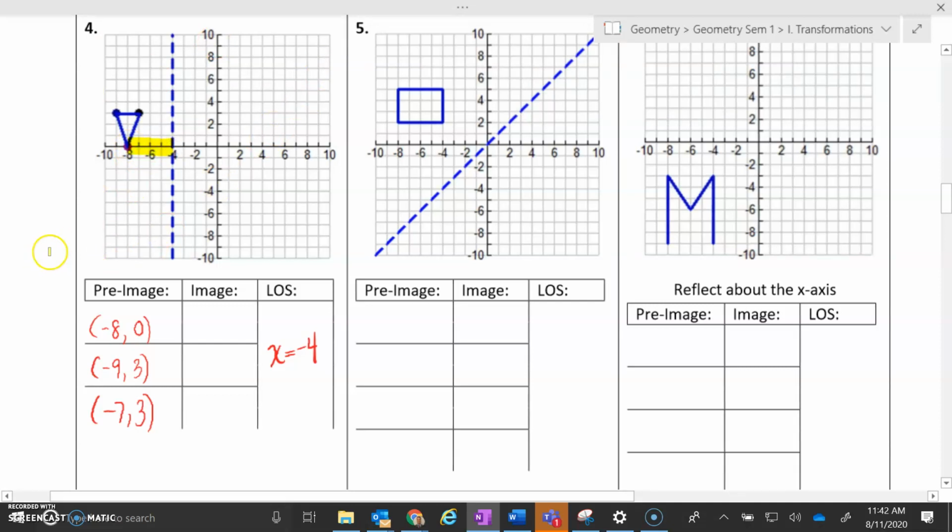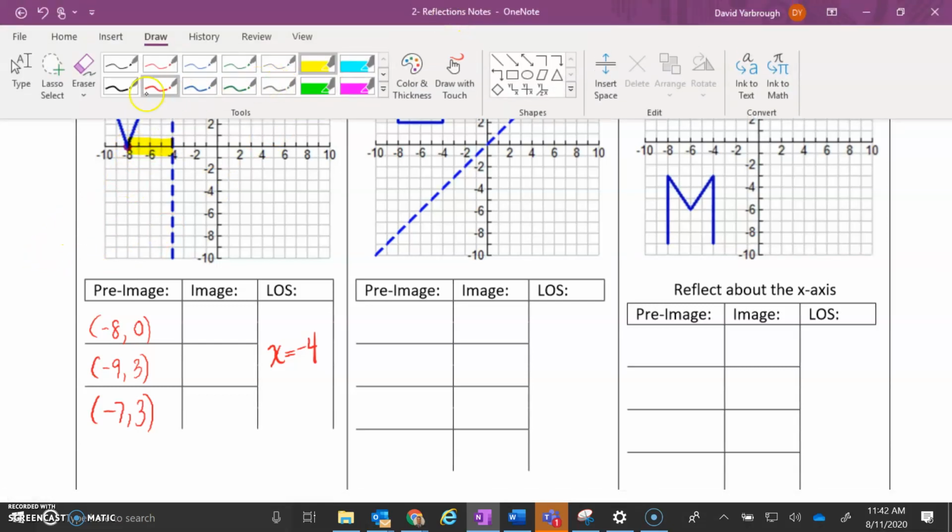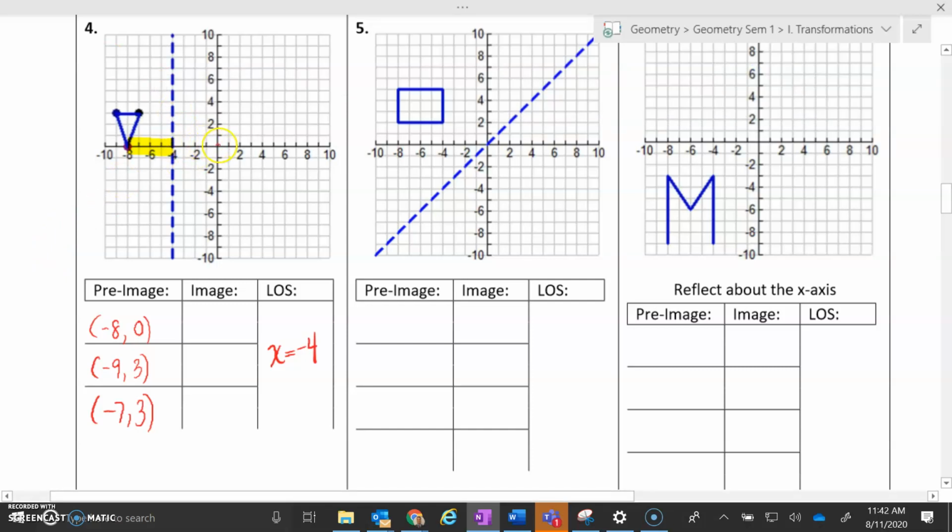So from -8 to -4, looks like I counted 4. So I need to go 4 more over. From -9 to -4 is 5. So I need to count 5 over. And from -7 to -4 is 3. So I need to count 3 over. 1, 2, 3. All right, and then you plot those points.